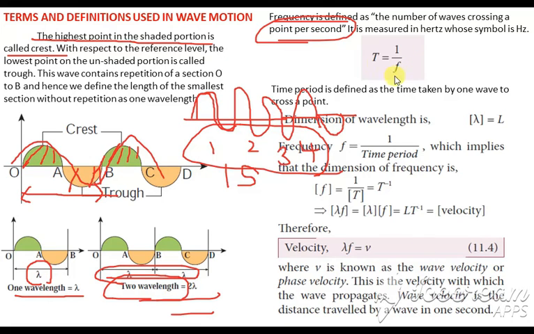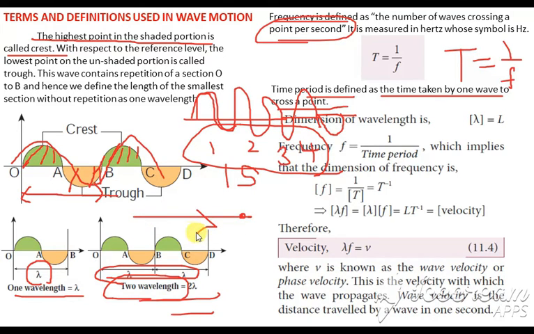Okay, so we can say that the time period is always inversely proportional to the frequency. So we can write T is equal to 1 divided by F. The time period is the time taken by the wave to cross a point. Okay, so if you consider one point, how much time is taken to cross that point? If you just calculate that, that is the time period.